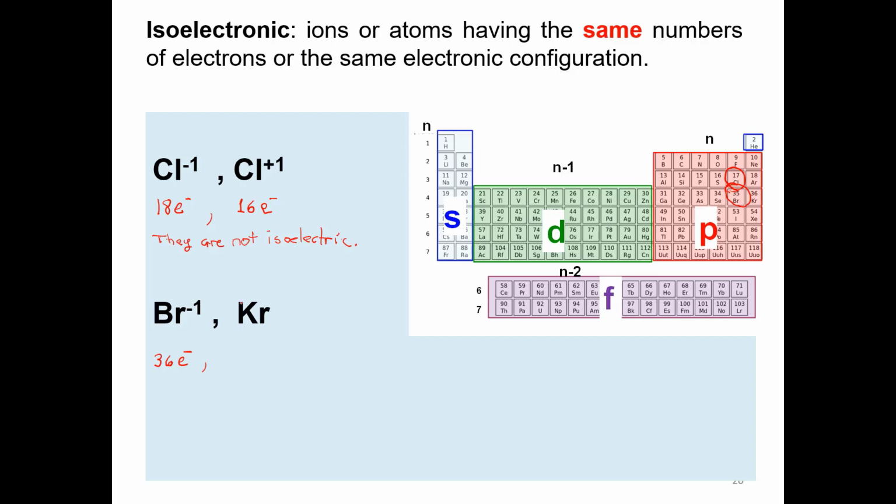Then what happened with krypton? There is no number here. If there is no number, it means we have a neutral atom. Then krypton has 36 electrons. And because bromine -1 has 36 electrons and krypton also has 36 electrons, they have the same number of electrons. Then we say, yes, they are isoelectric.